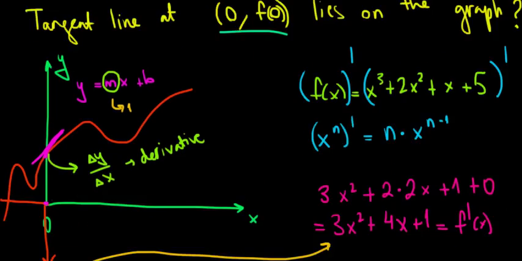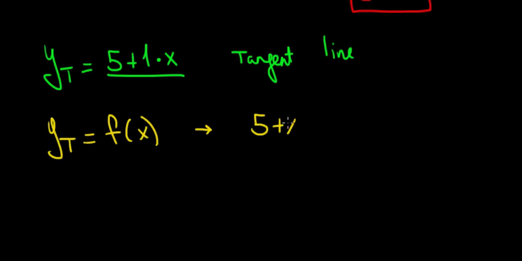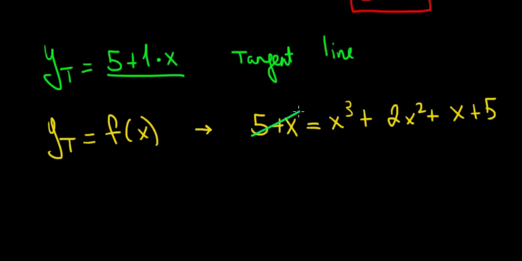Well, we have to equate the tangent line with our original function. We have to make our tangent line equal to our function. That's what it means to have common points. So 5 plus x equals the function, x cubed plus 2x squared plus x plus 5. Okay, this is an equation. We have x plus 5 on both sides, so we can cancel out x plus 5 and x plus 5. We're left with 0 equals x cubed plus 2x squared, and that's it.